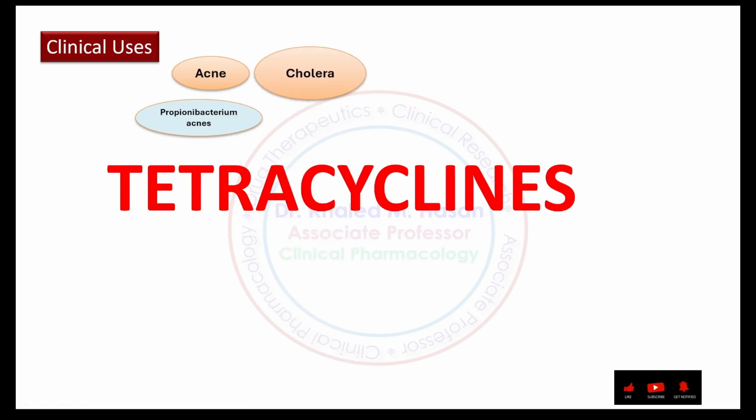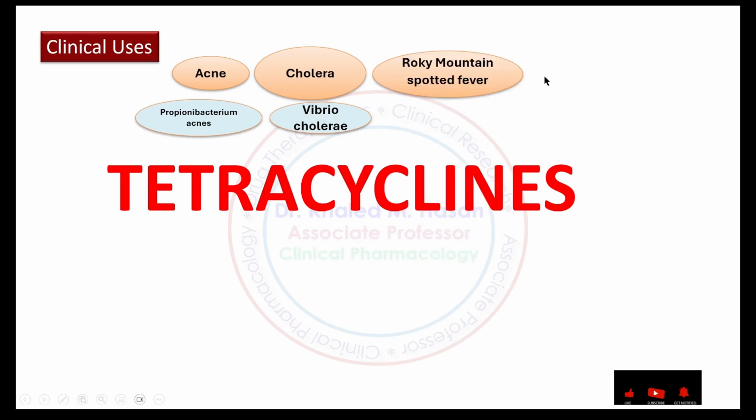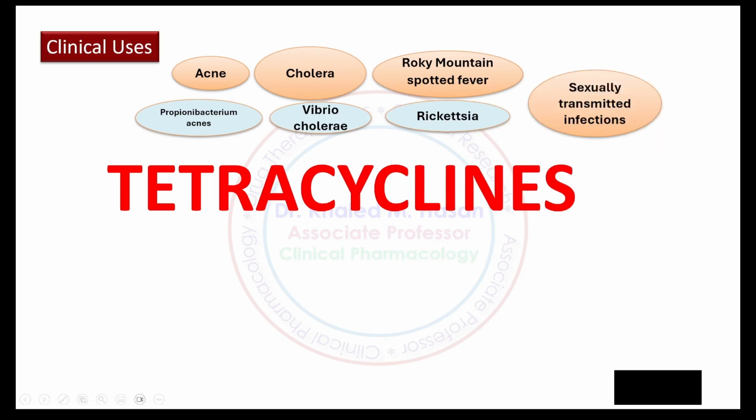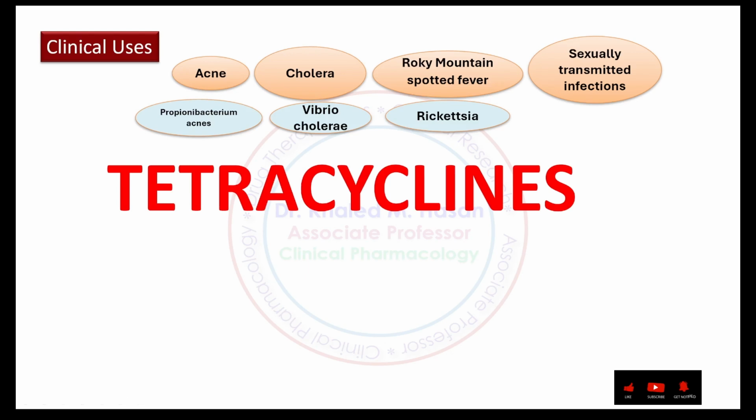Tetracycline is used to treat cholera, caused by Vibrio cholerae. Tetracycline is used for Rocky Mountain spotted fever, and this is caused by a microbe called Rickettsia. Then we have sexually transmitted infection caused by chlamydia.